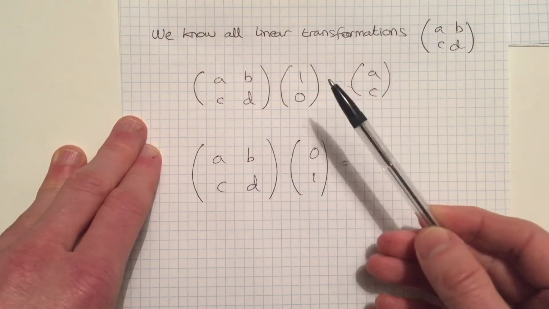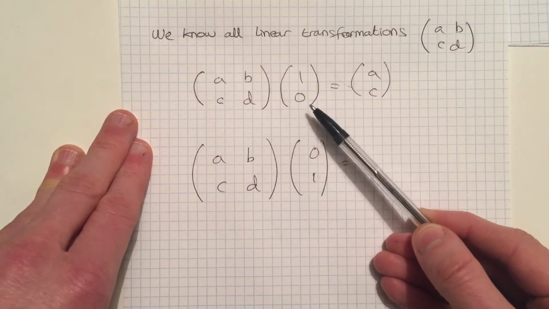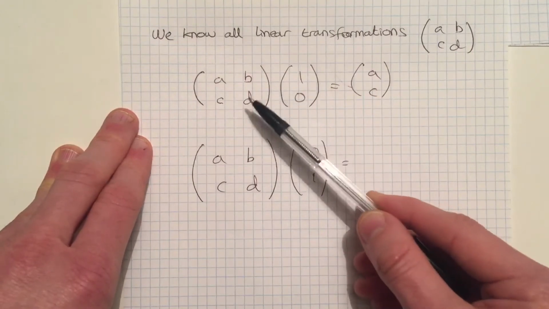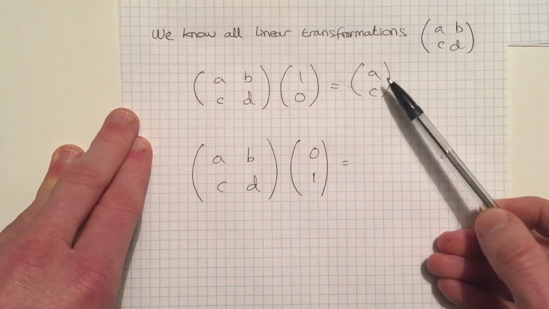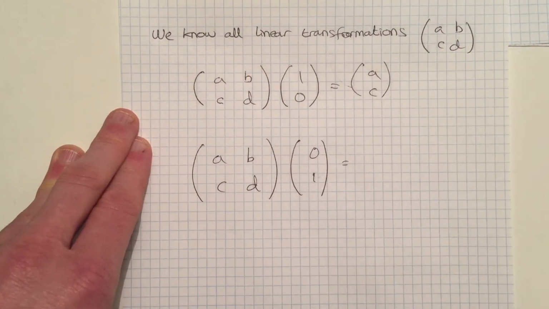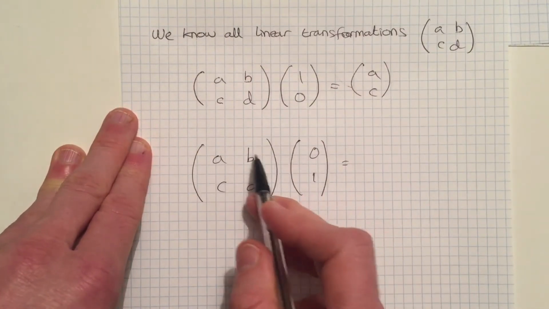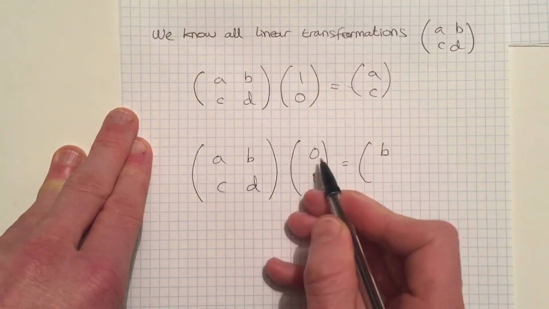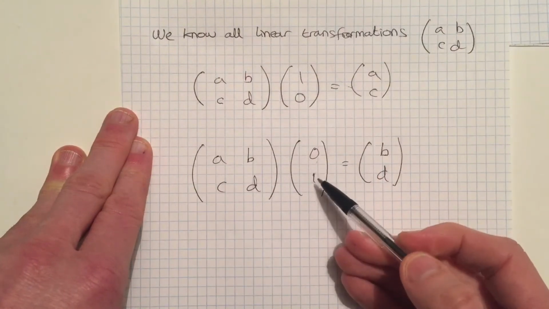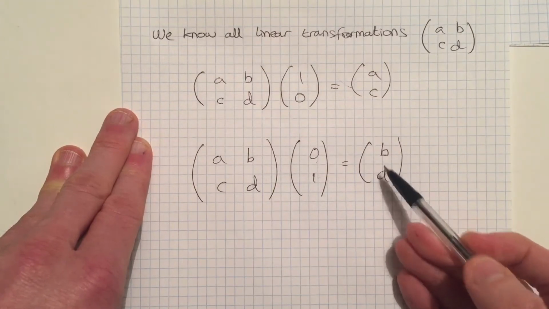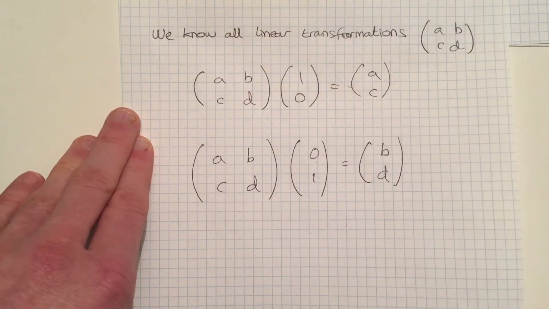So I'll just repeat that. If I can find where the coordinate 1, 0 gets transformed to, whether it gets reflected by this, whether it gets rotated by it, whether it gets enlarged by it, if I can figure out where this goes to, then that will tell me what A and C are. Similarly, if I multiply this out, A times 0 plus B times 1, C times 0 plus D times 1. So if I can figure out where the coordinate 0, 1 gets transformed to, that will tell me what B and D are. B would be the x coordinate, D would be the y coordinate.